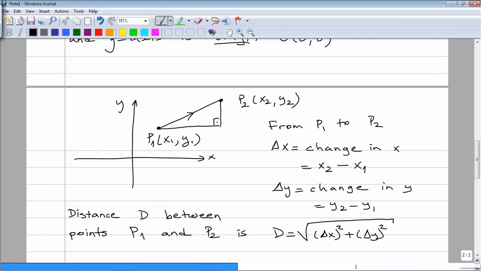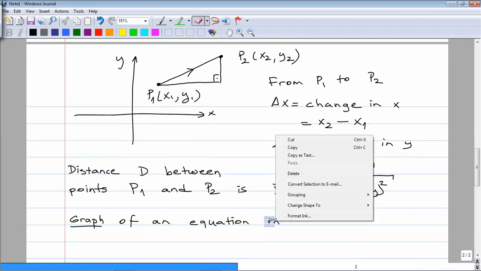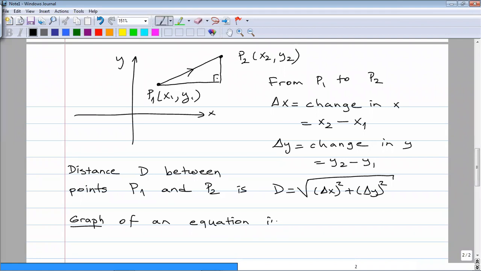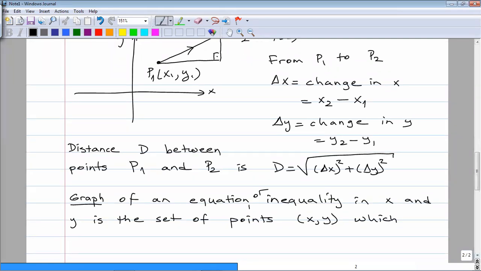Okay, now the graph of an equation or inequality in x and y is the set of points (x, y) which satisfy the given equation or inequality.